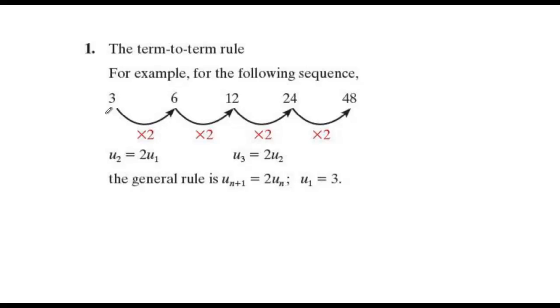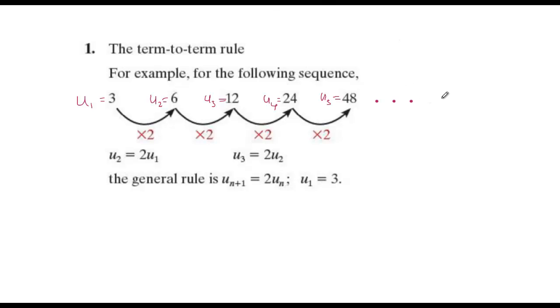Look at the first sequence again. You can see here the second term is 2 times the first term. Therefore, the second term, which is U2, is 2 times U1. In the same way, the third term is 2 times the second term, that is U3 is 2 times U2. In the sequence, 2 is U1, 4 is U2, and similarly U3, U4, and U5.